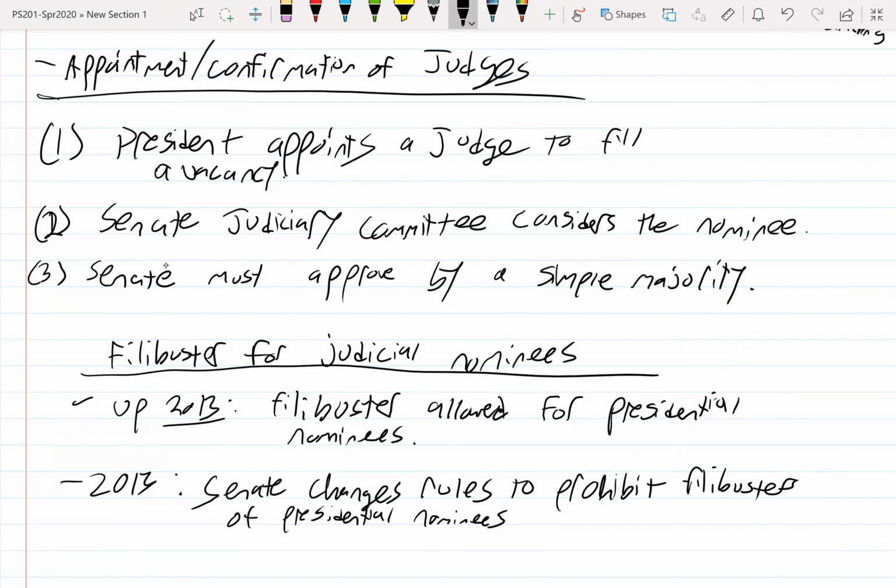So a pretty big departure historically speaking. All the way up until 2013, this filibuster tool existed. So you have this dramatic change in 2013. The Senate is prohibiting filibusters for all presidential nominees. There's one key exception here, though, except for Supreme Court nominees.